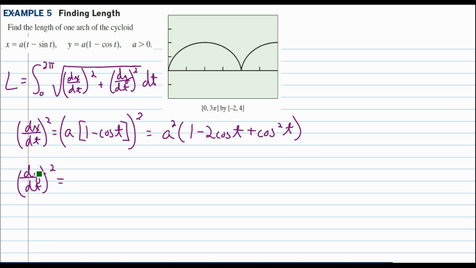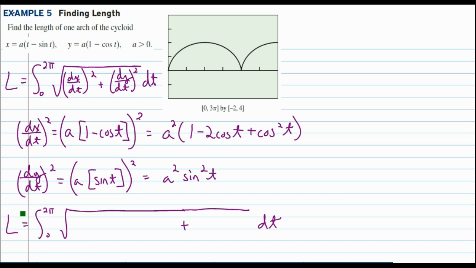And then (dy/dt) squared, well, the derivative of y is a times the sine of t, much cleaner, and then squaring that gets me a squared sine squared of t. So if we plug that back into the arc length formula, I get that arc length is the integral from 0 to 2 pi of what we got for (dx/dt) squared plus what we got for (dy/dt) squared.